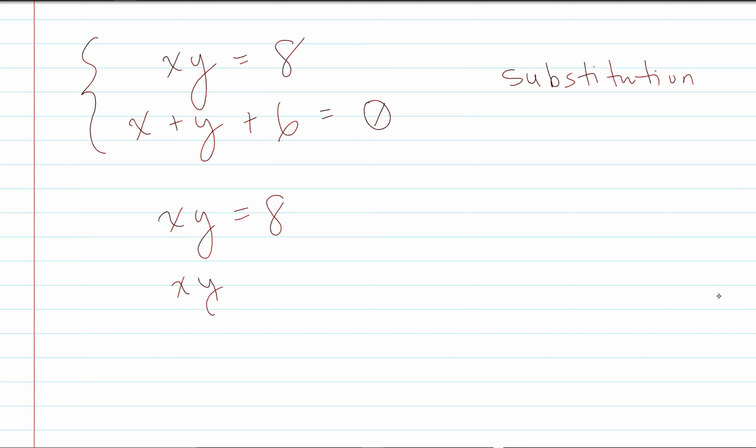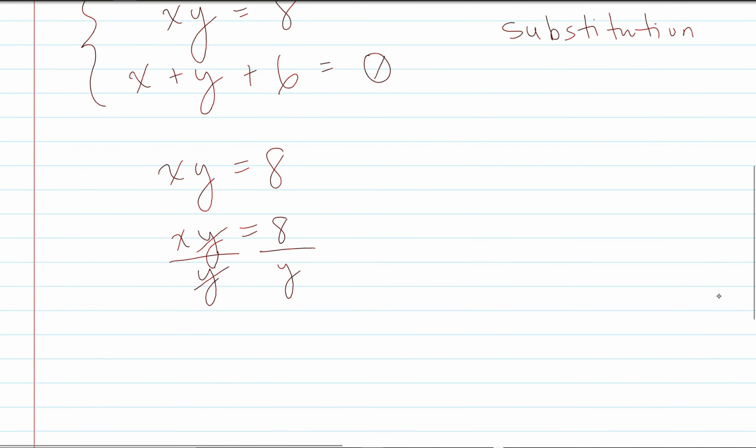So to solve for x, I need to get it by itself. Therefore, I understand that we have x times y. So I'm going to do the opposite or inverse of that, which is division, and divide both sides by y. In dividing both sides by y, on the left side the y's cancel out, and I'm left with x is equal to 8 over y.